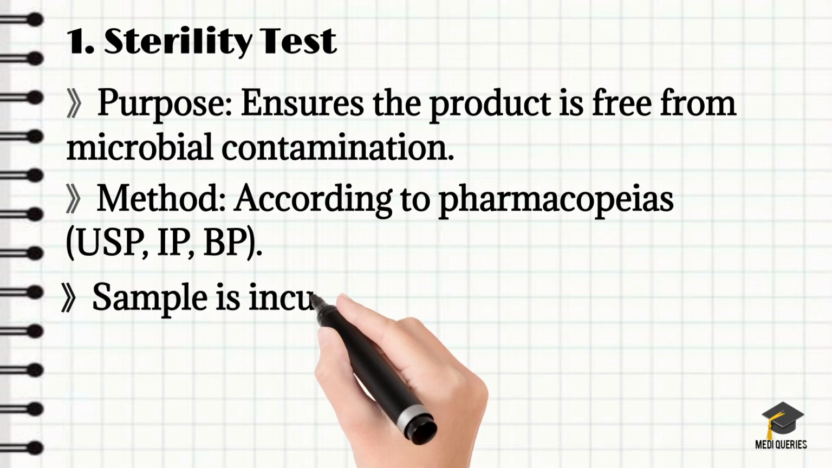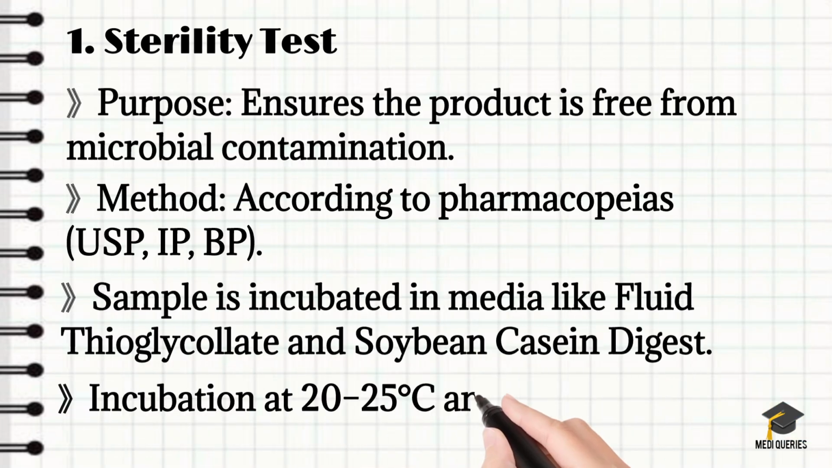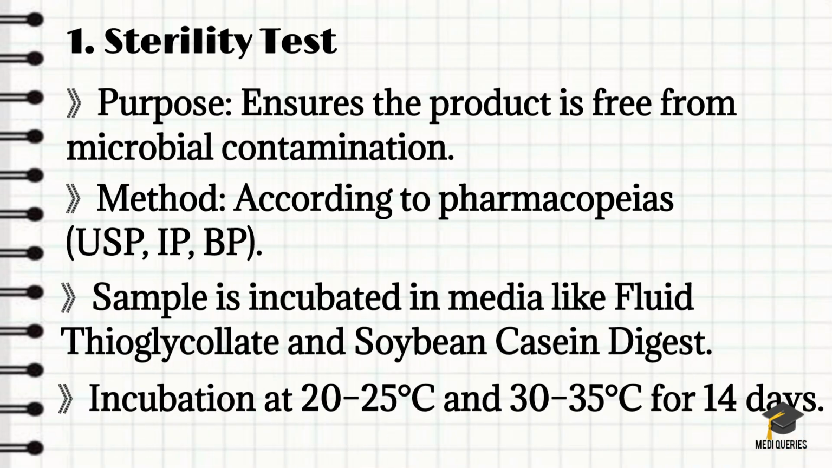First, start with the sterility test. This is the most important test. It ensures the formulation is free from viable microorganisms. Two methods are adopted for the test: membrane filtration and direct inoculation into sterile culture media. The incubation period is 14 days at 20 to 25 degrees centigrade and 30 to 35 degrees centigrade. This test is required for all types of ophthalmic products.